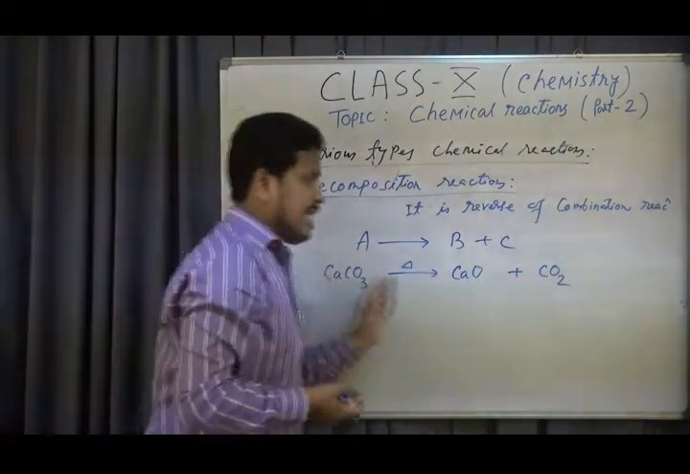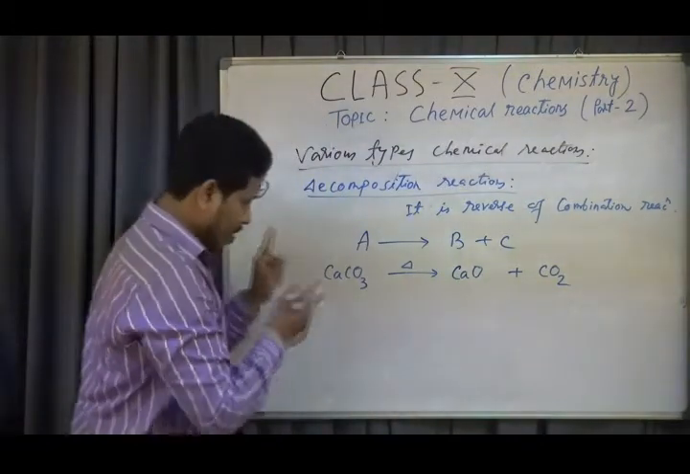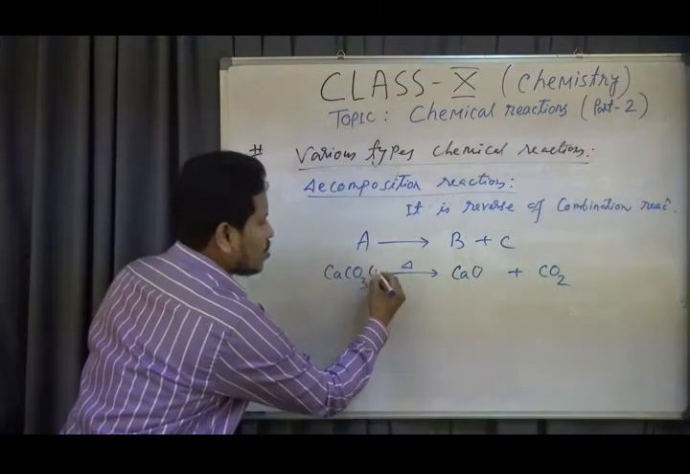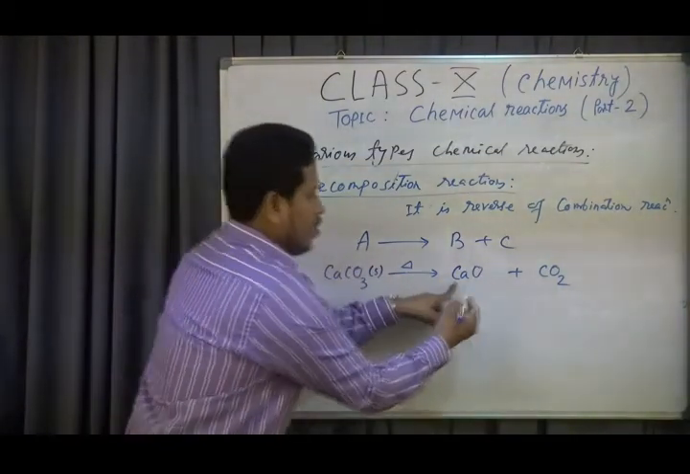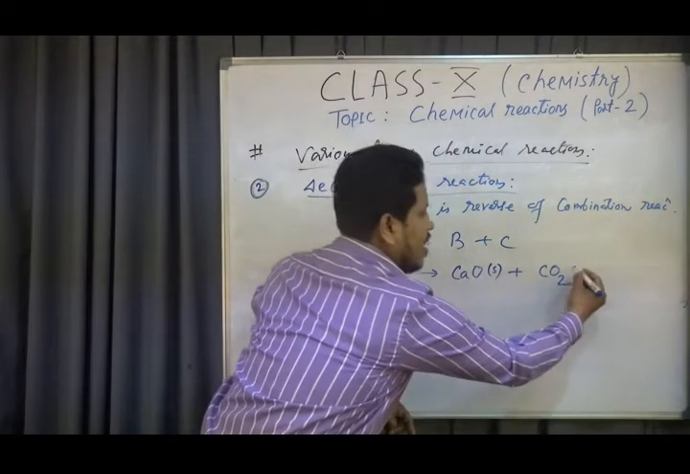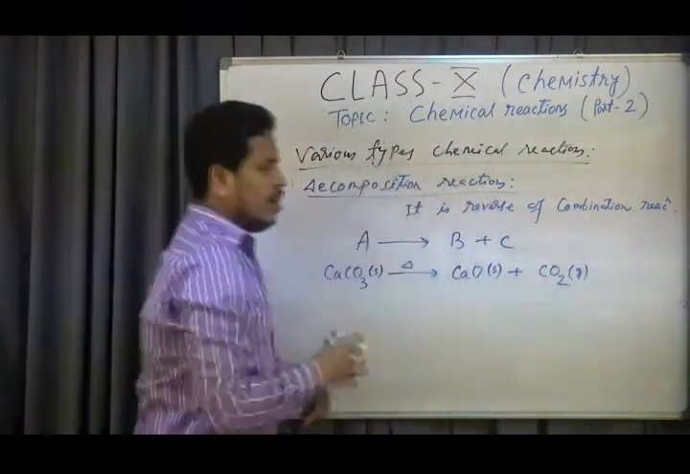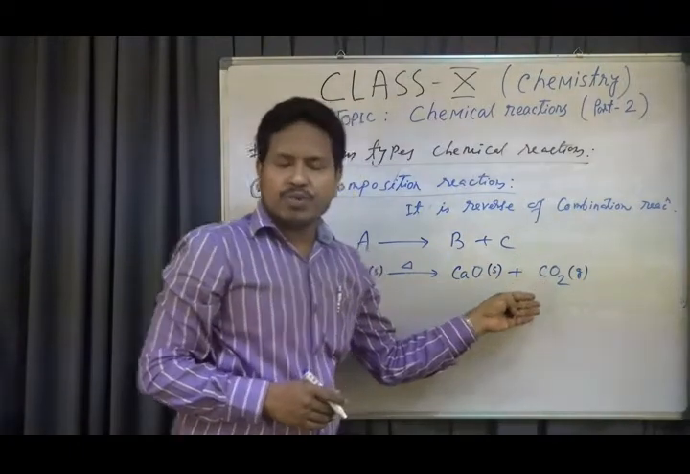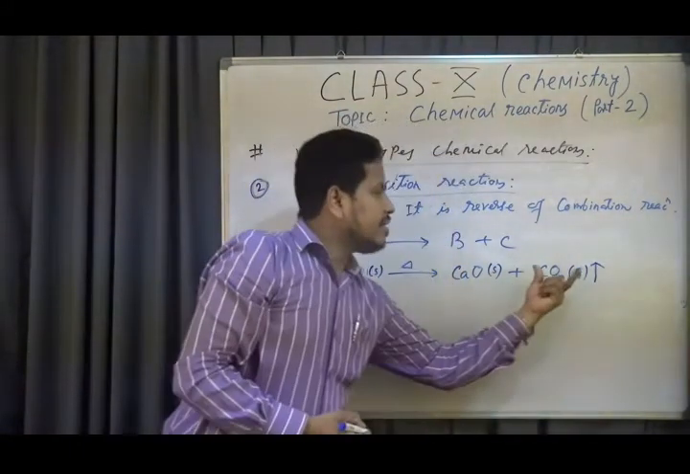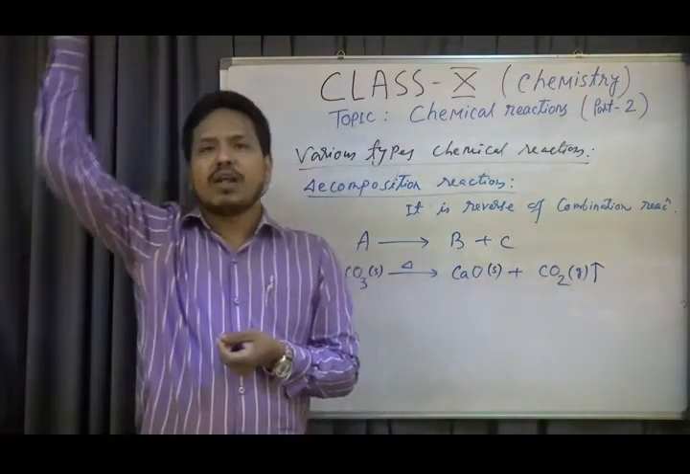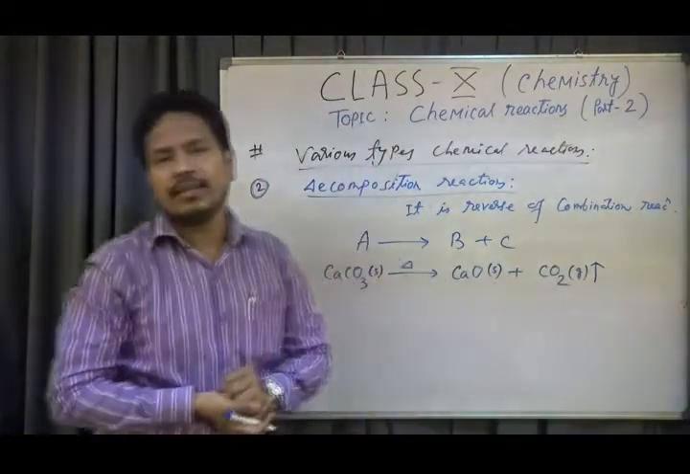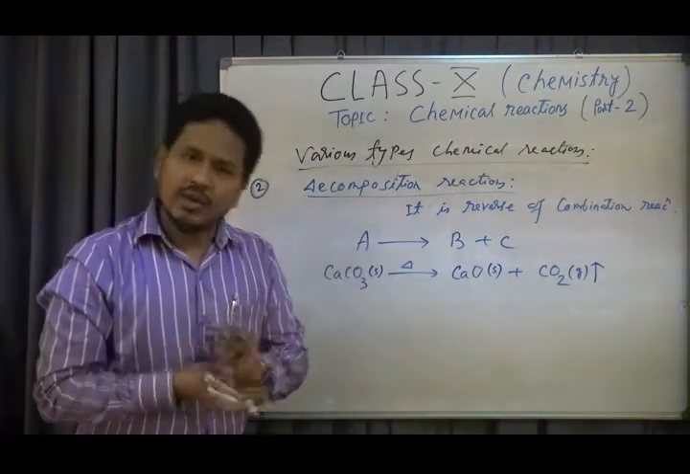So is this the correct equation? Let's check. First of all, what to do? Physical states. Calcium carbonate, limestone, solid state. Calcium oxide, quicklime, solid state. Carbon dioxide product, gaseous state. So if any gaseous product is produced in the reaction, we have to write an upward arrow. This indicates that this gaseous product will be given out to the surroundings. After the reaction, it will escape out. So an upward arrow is to be written. This is the symbol to write a correct chemical equation.